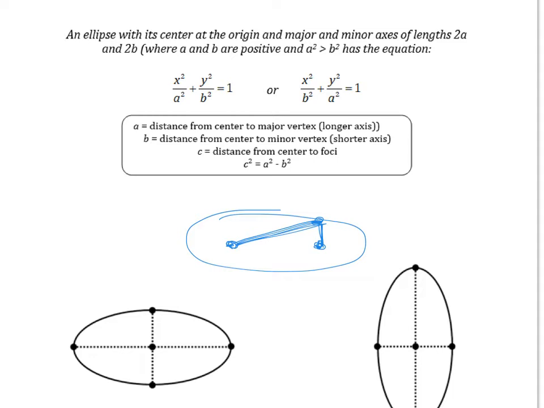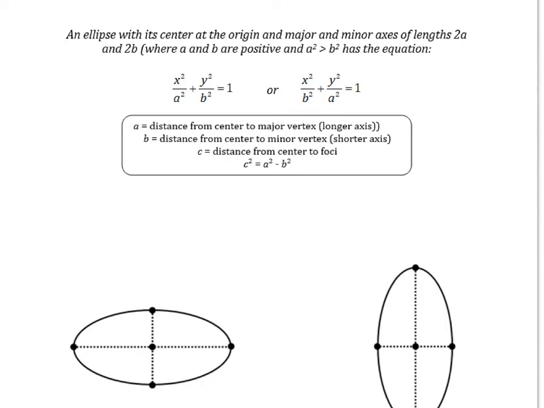So if I call this D1 and D2, D1 plus D2 is always constant no matter where I am on the ellipse. So for any point on the ellipse, D1 plus D2 is equal to the same constant wherever I am on the ellipse. So that was the investigation and the definition of an ellipse. And now we have just some kind of formalities.